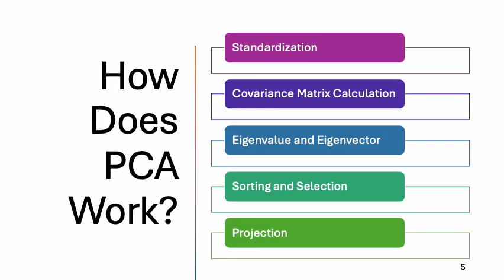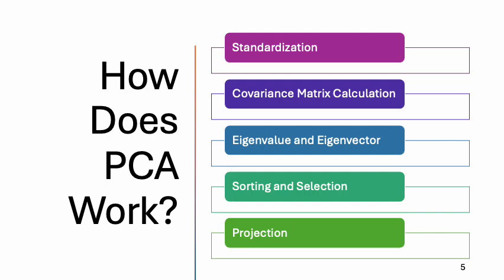Principal component analysis is a technique used to reduce the number of dimensions in a dataset, while preserving as much variability as possible. In simpler terms, it transforms a large set of variables into a smaller set of variables, called principal components, which are linear combinations of the original variables. The working steps of PCA can be summarized as follows.